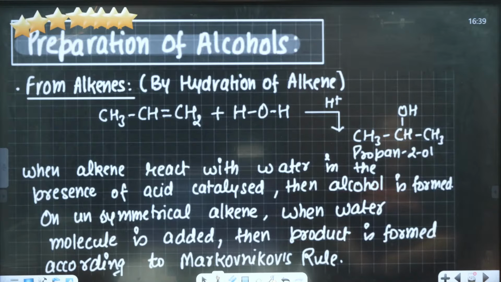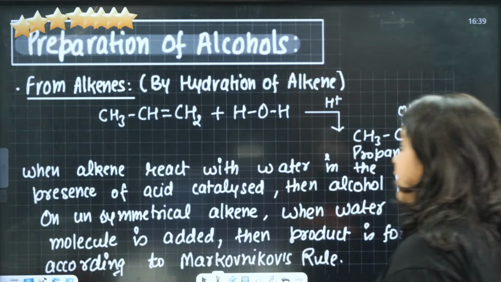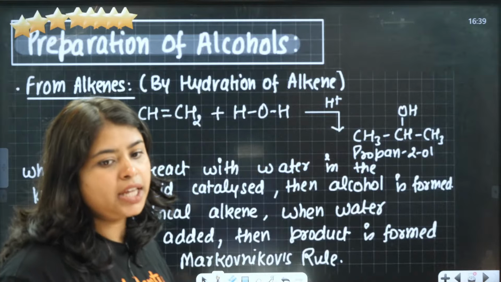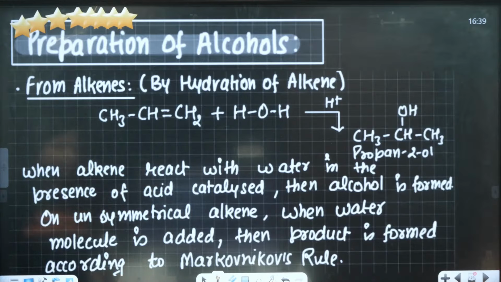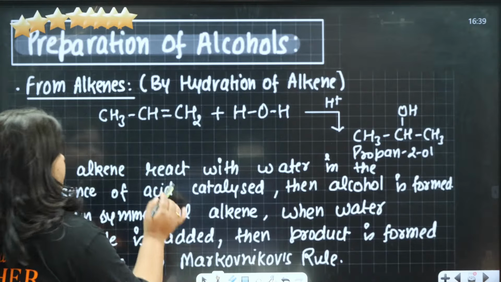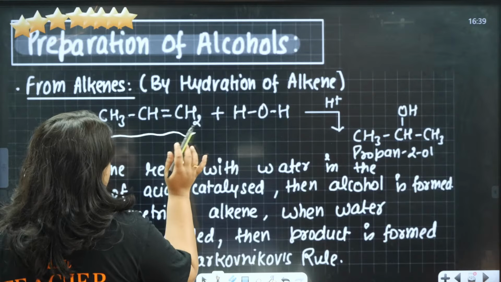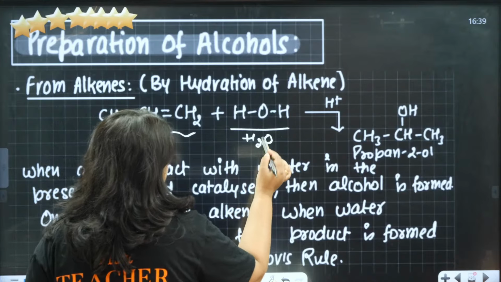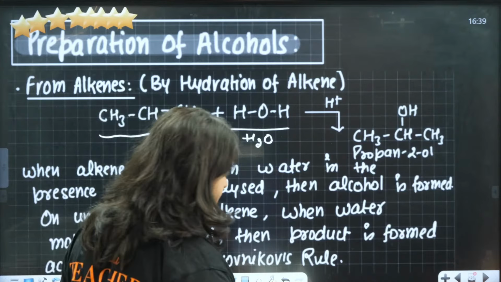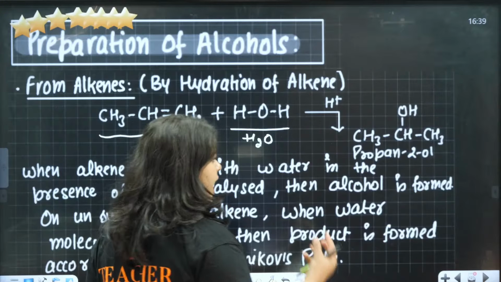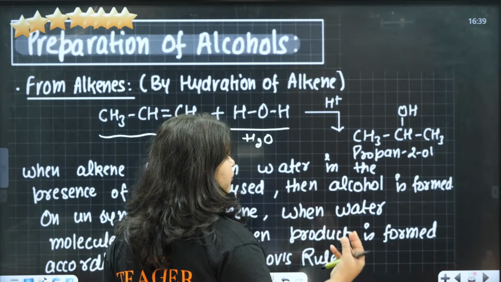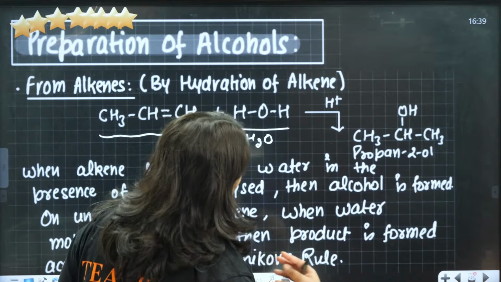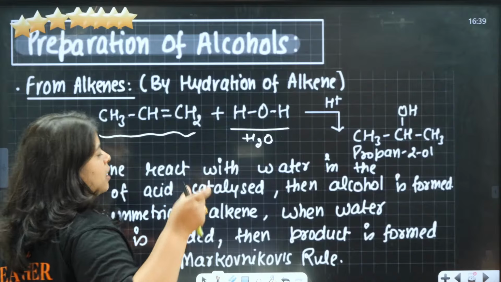From alkenes, by hydration of alkene, means we are hydrating the alkene. How are you going to hydrate it? First we have taken CH3, CH double bond CH2. Then we are reacting with H2O, means we are hydrolyzing it. The OH group is going to go and attach to the second carbon atom, right?